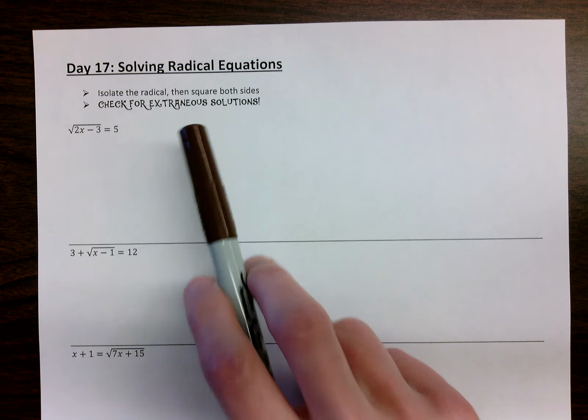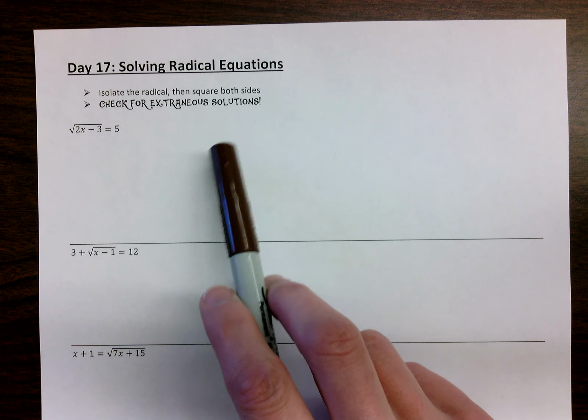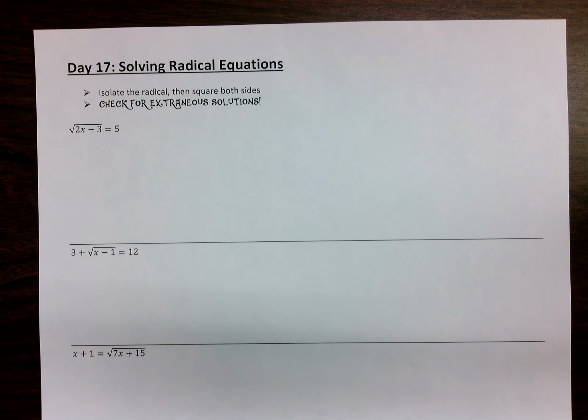Extraneous solution. You'll notice that I put this in a different font to really emphasize the fact that this is a big deal. An extraneous solution is when you solve an equation and you do everything correctly, but when you get to your final answer, it doesn't actually make the equation true. You do all the work, you've done all your steps right. It's not that you made a mistake. You did everything correctly, but your solution is still not a solution to the original equation.